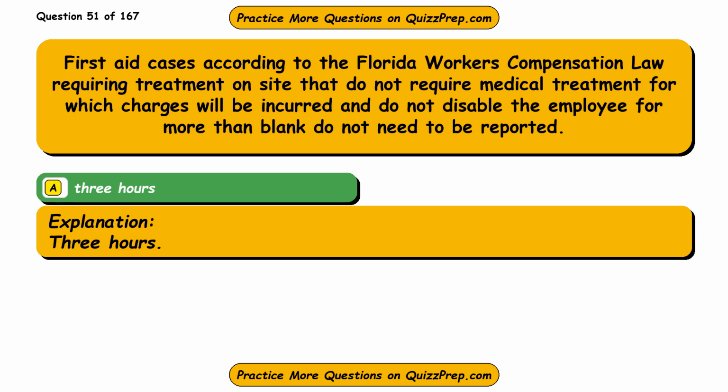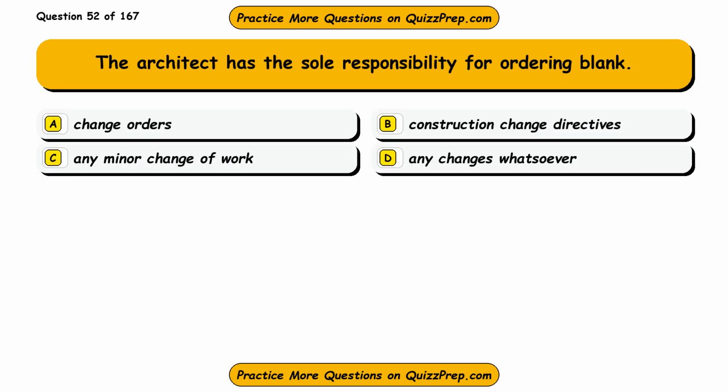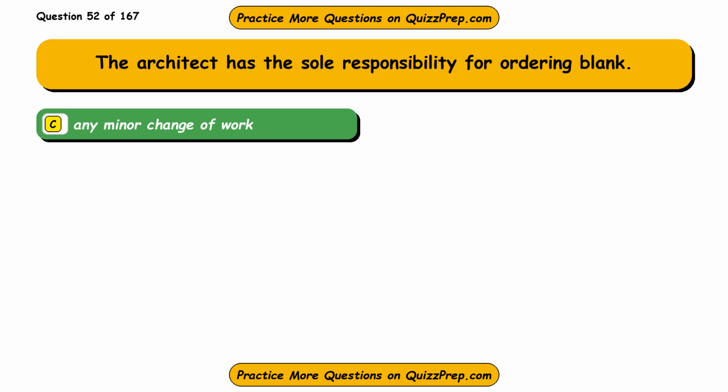3 hours. Question 52. The architect has the sole responsibility for ordering blank. Option A, change orders. Option B, construction change directives. Option C, any minor change of work. Option D, any changes whatsoever. The correct answer is option C, any minor change of work.